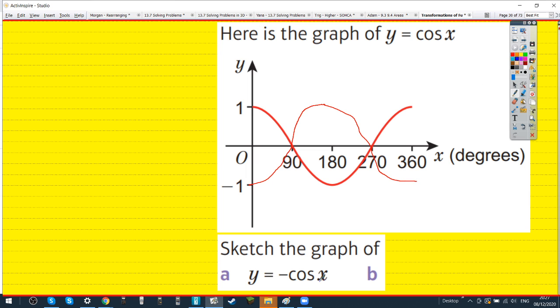And if you think about it, if you were to rearrange this, so y equals cos x is the original one. If we were to rearrange this, like times both sides by minus 1, it would become that. And so y became minus y, so it's a reflection in the x-axis.